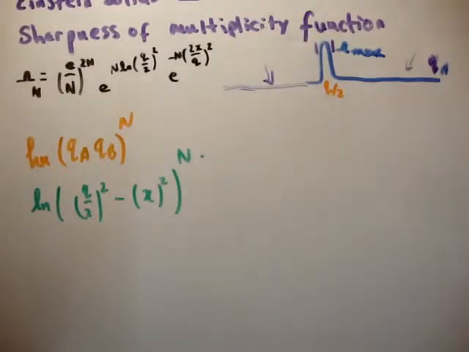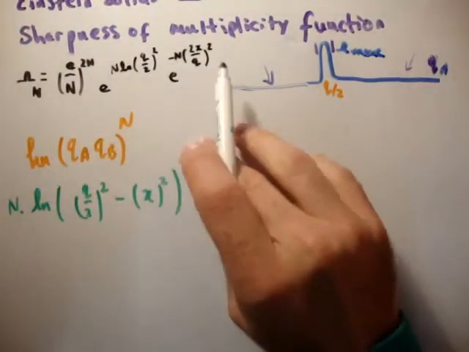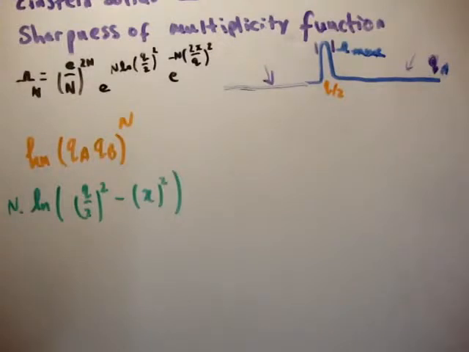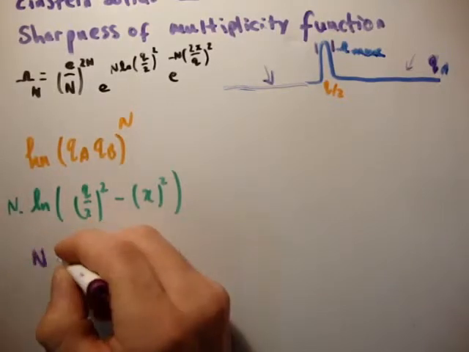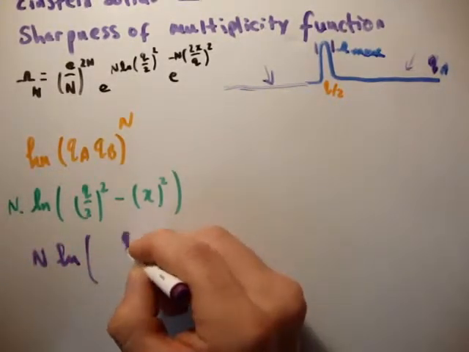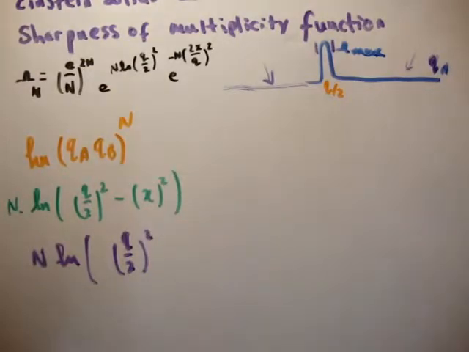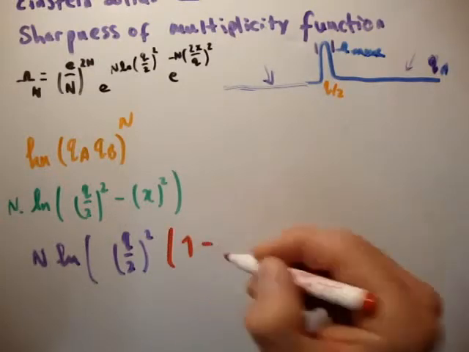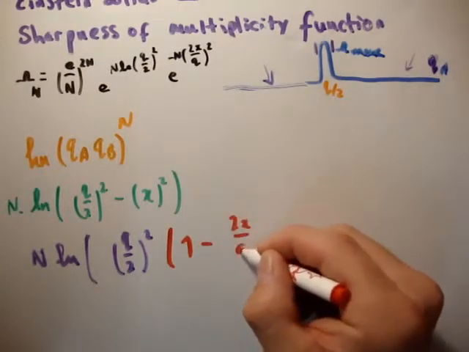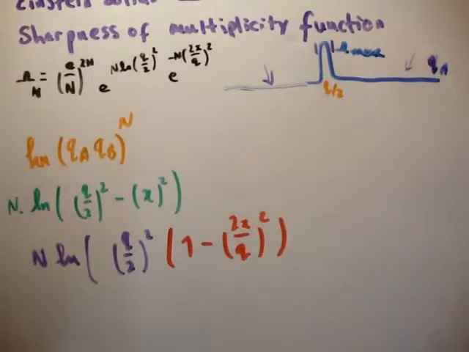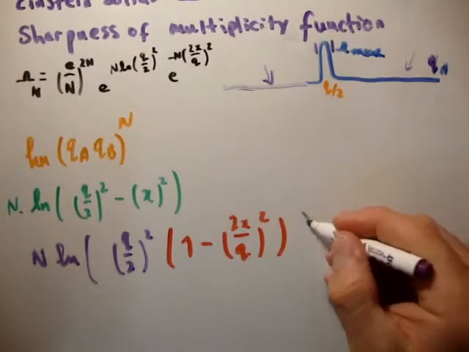Alright, so what do we do now? Well, what I'm going to do is bring down the N. We can do that because we're talking about logarithms. That's the first thing. What else will I do? Well, I want to try and apply my Taylor expansion to this. So we need to essentially take out this (Q over 2) squared factor. So we're going to get N outside of the logarithm of (Q over 2) squared. And then because we're taking it outside, we're going to have 1 minus (twice x over Q) squared, like that, and then close off the logarithm.